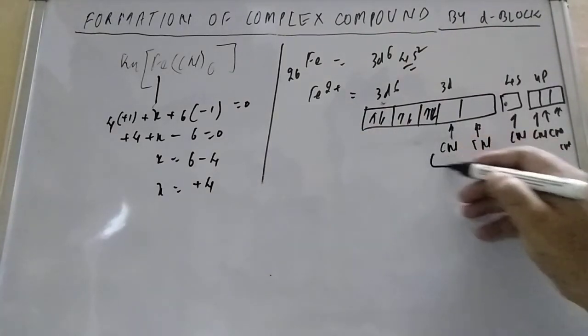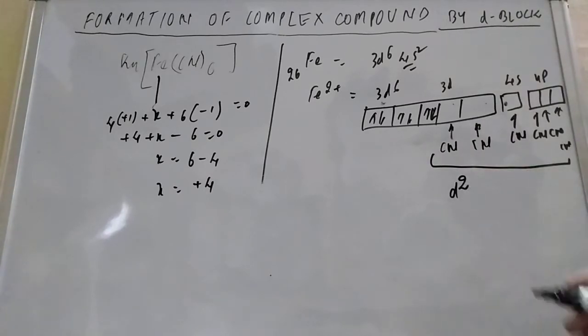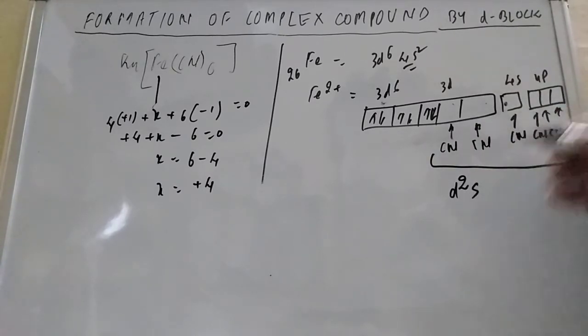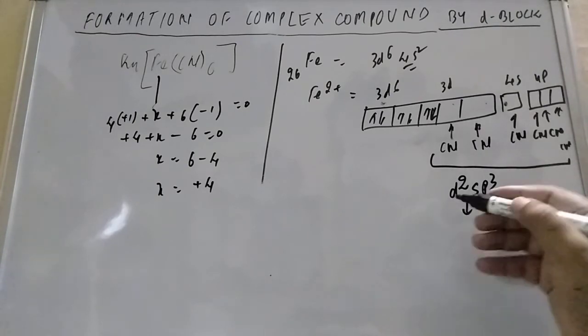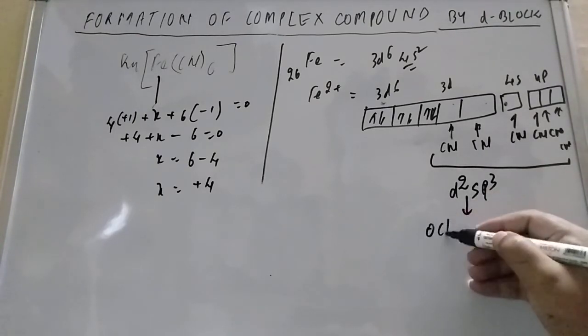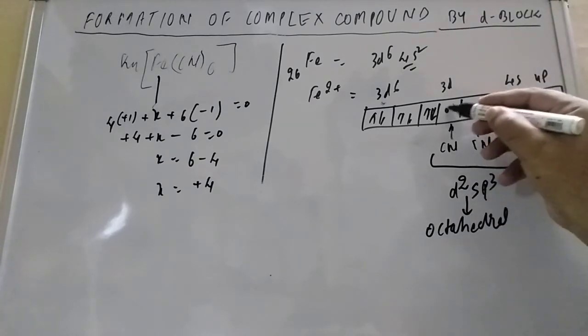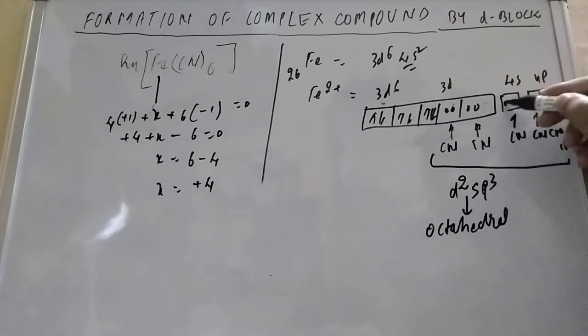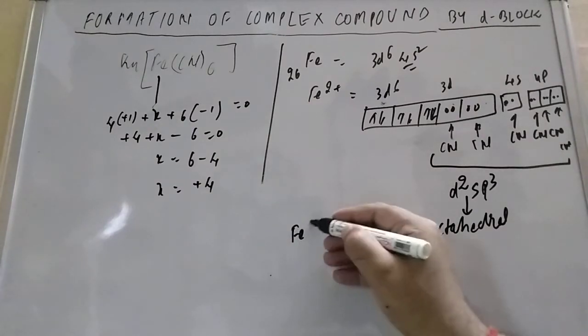Here, what hybridization? Two d orbitals, so d2, and one s and three p: d2sp3. According to VSEPR theory, the shape is octahedral. Since they are donating lone pairs, 2 electrons each, what kind of bond will form? Coordinate bond. You see this is Fe2+.